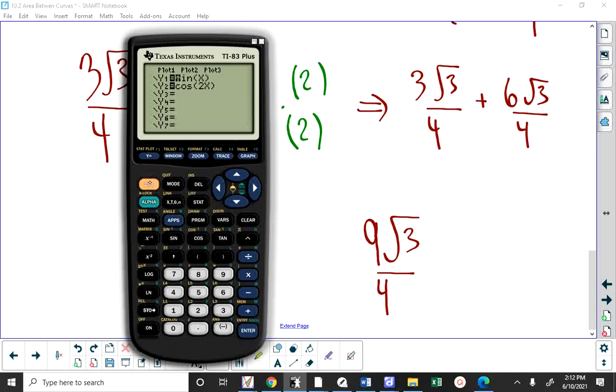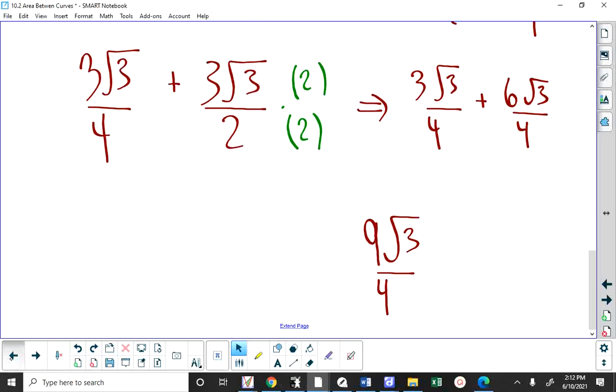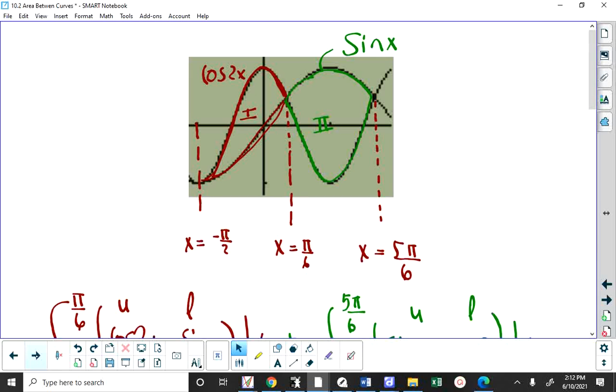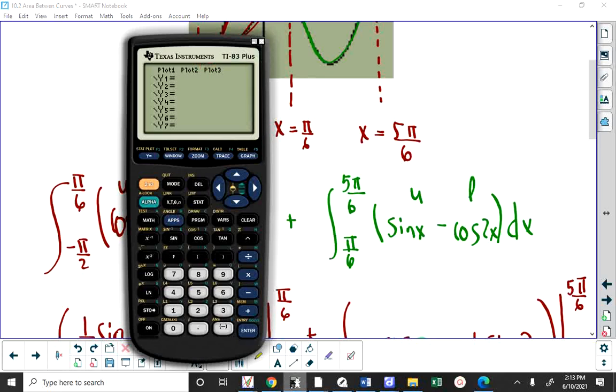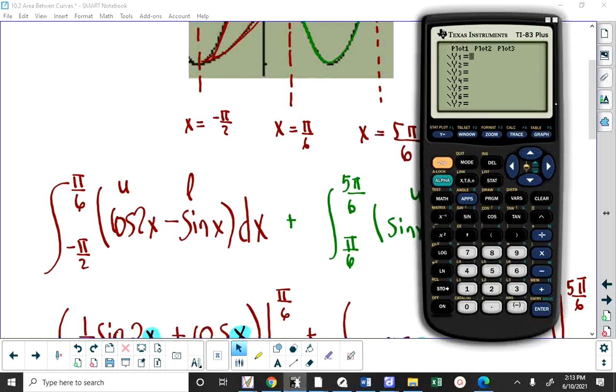I'm going to go, how do I check it on the calculator? Wait a minute, this is interesting, because I got two functions. The only way for me to check it is to sketch upper minus lower. I have to sketch this and evaluate it from negative pi over 2 to pi over 6. There's a way to do both of them at once, but it's kind of complicated.